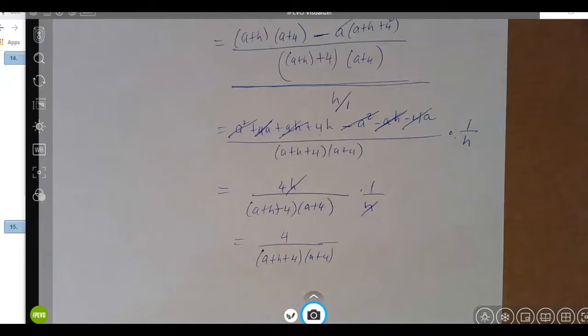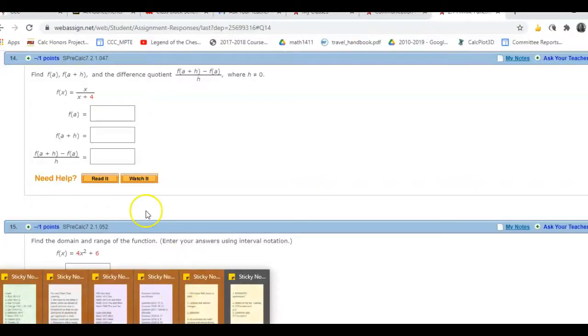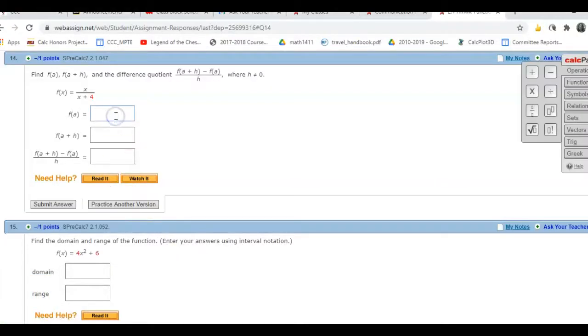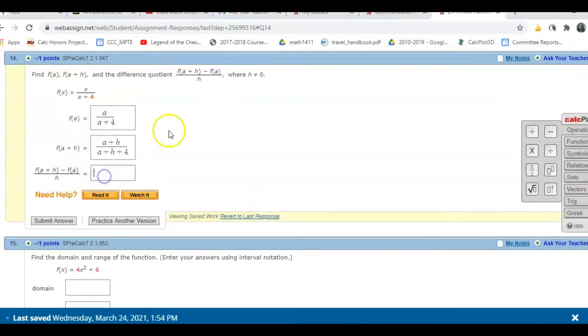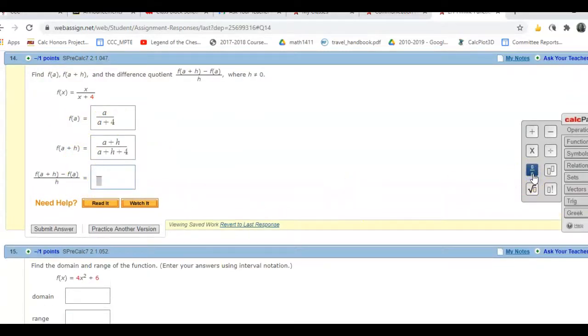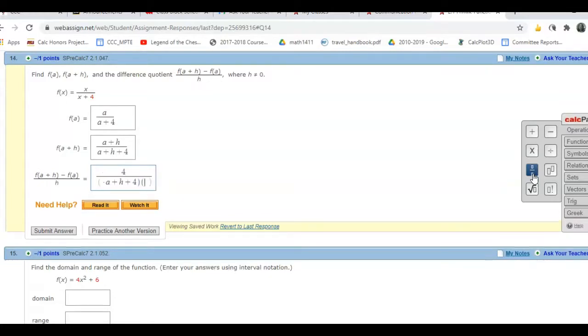Okay, so that's a pretty long drawn out problem, very different from the polynomials that we had seen previously. So let's just go and enter this answer and see what we get. I'm going to pause the recording and resume it after I end it. Alright, so f of a is entered, f of a plus h is entered, and lastly I'm going to enter the difference quotient. You have 4 on the top, and in parentheses I have a plus h plus 4 times a plus 4. And let's give that a check.